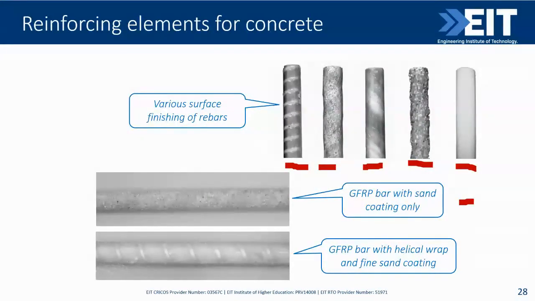Like in the steel bars as well, so it's a little bit harder to make here than these ribs, so it can be done by some helical wrap, for example here. But in general, all this brings that the pull-out resistance of FRP bar is higher than steel bars.